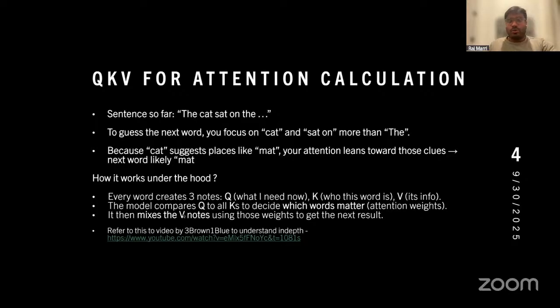So the model compares Q to all Ks to decide which word matters, and then it mixes all of the V nodes, meaning all of the information that every word contributed, using those weights to generate the next word. So K and V are really important. K and V actually decide what that word would be, but K and V are dependent on all of the previous words. Imagine you have a huge statement, maybe 20 or 30 different paragraphs. The KV for each and every word in those paragraphs would actually predict one word. So it's a huge matrix that you need to solve.